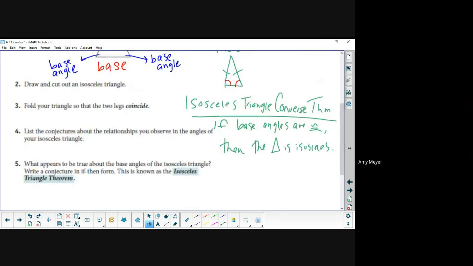What's the difference? It's just what you start with and what you end with. So if I draw a picture here, I'm starting with base angles congruent. So if you're told that these angles match, then you would know it's isosceles. It's same leg. It's two legs match. Then you would know that.